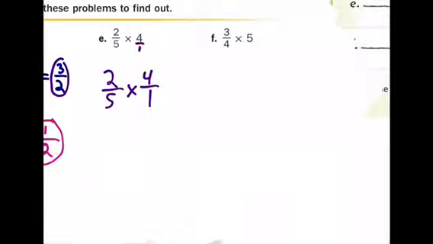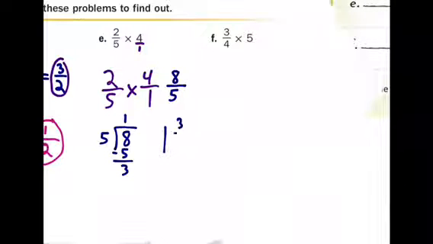So all you have to do is multiply your numerators. 2 times 4 is 8. My denominators, 5 times 1 is 5. And since the big number's on top, that's an improper fraction. I'm going to do 8 divided by 5, which is 1 and 3/5. 1 and 3/5. Remember how I got those numbers? That's the whole number. 3/5 is my fraction. You kind of go this way in your circle.